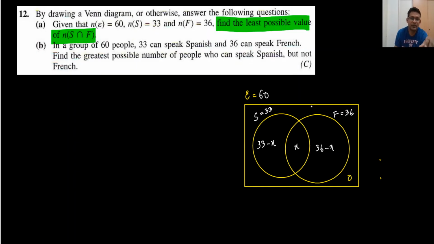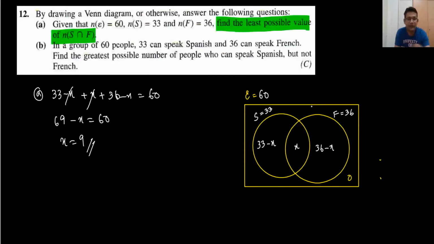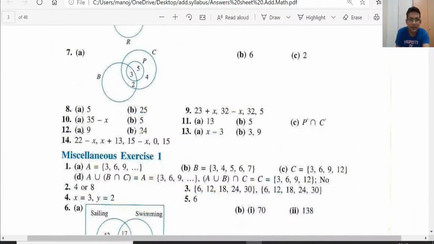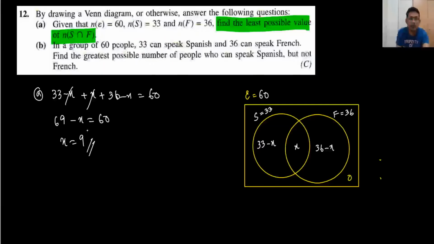I explained this part because we have frequent questions on the intersection, to find the largest value or the smallest value, so I'm doing this part first. So 33 minus x plus x plus 36 minus x equals 60. The x cancels out. 36 and 33 is coming 69. Sorry, 69, minus x equals 60. Thank God the answer is coming 9, not 5. All the time we have 5. Okay, let's see what's the answer. The answer is coming 9. Absolutely, you have done it right.